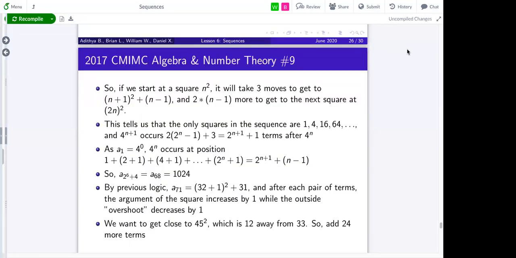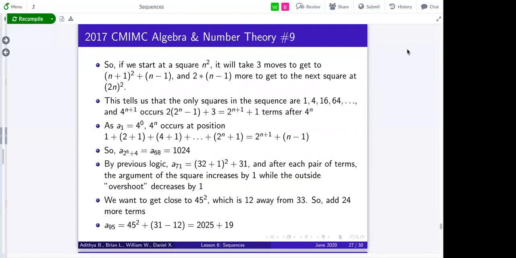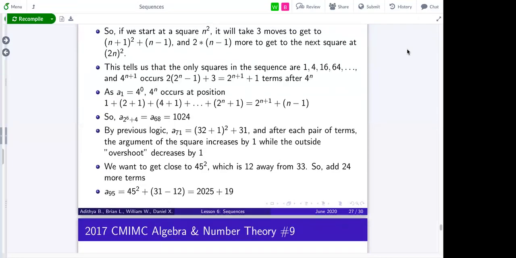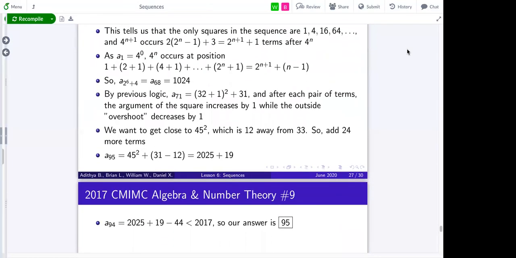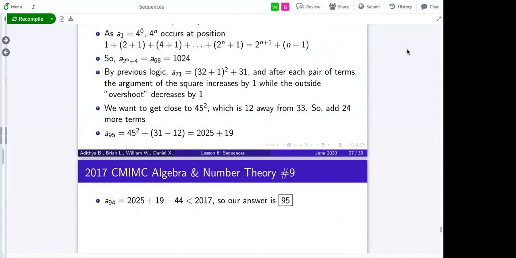So 24 terms later, we're going to get to A95, which has the square term 33 plus 12 equals 45 squared. And the overshoot is 31 minus 12, or 19. So A95 is 2025 plus 19. So now clearly this is greater than 2017, but it's not necessarily the smallest. So consider A94. A94 is 2025 plus 19 minus 44, because A94 has floor square root of 44. However, this number is actually less than 2017. So that means our answer is exactly 95.